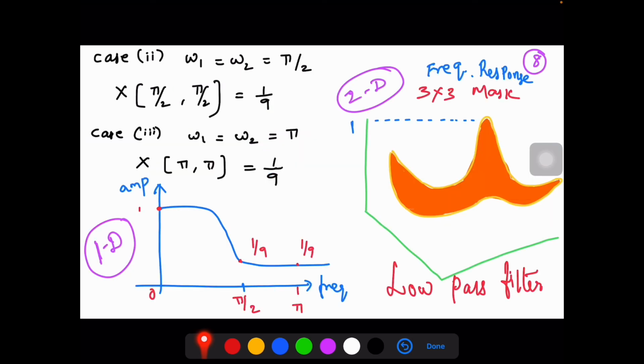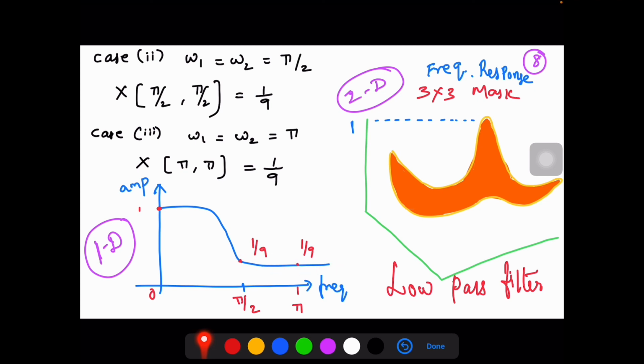Similarly, let us try for 2 more cases. First case let me take omega 1 is equal to pi by 2. And the third case let me take omega 2 is equal to pi. So when I substitute that and find, I will be getting 1 by 9 for the case where it is pi by 2 and I will be getting still 1 by 9, the same, for the case pi. So when I plot it in a one dimensional graph, I will be getting 0 to 1 here and there will be a drop here at pi by 2, it is 1 by 9 and again it is being continued. This is a perfect low pass filter.